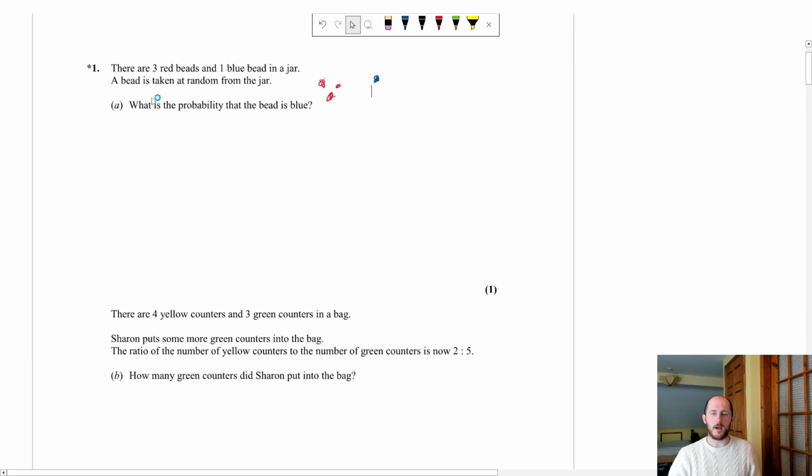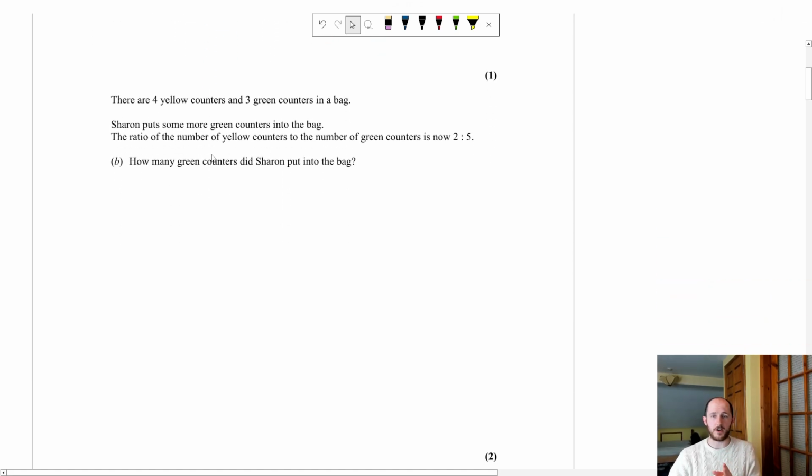And it says, a bead is taken at random from the jar. What is the probability that the bead is blue? Now here's how it works with probability. The way you might word it is, for example, 1 chance in 3, 1 chance in 4, something like that. We want the probability that it's blue. So we take the number of blues, which in this case is one blue bead, and we do it out of the total number of beads, because we're saying that there is a 1 in 4 chance of me picking a blue bead. There is 1 blue bead out of 4 beads in total. So that's where that probability comes from.